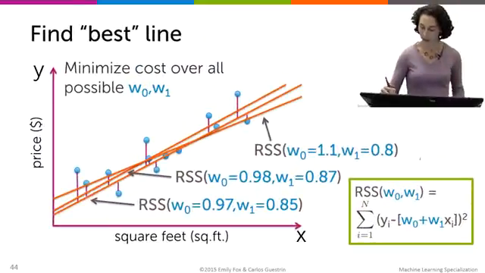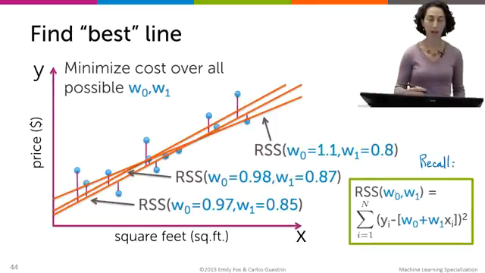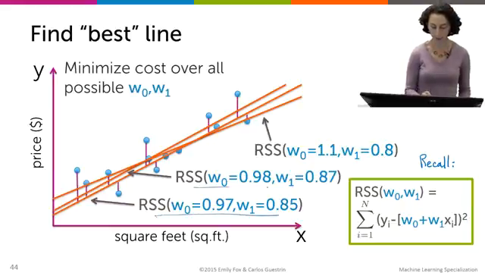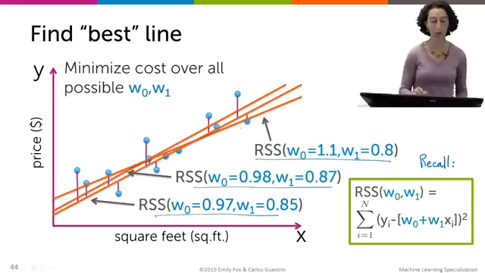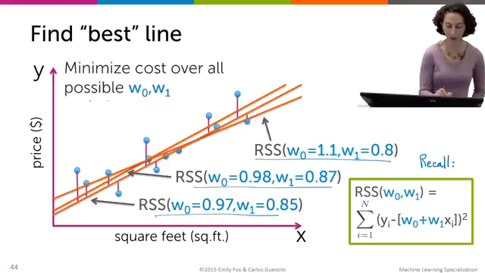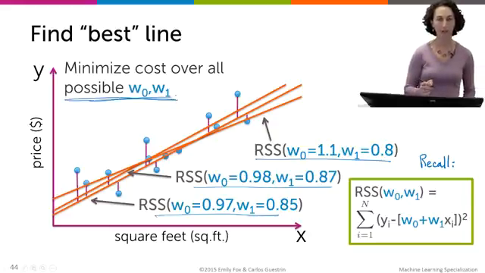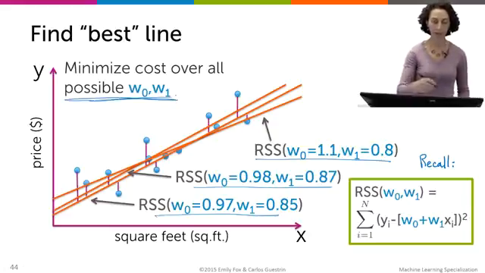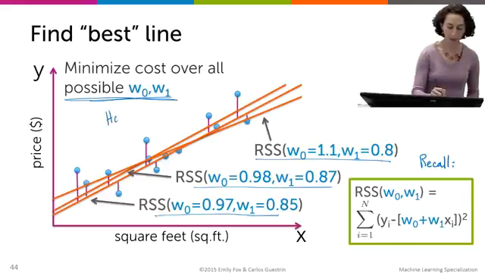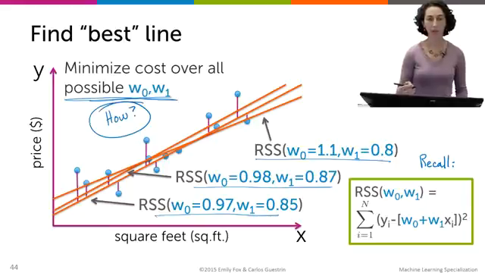Okay, so recall that our cost was defined as this residual sum of squares, and for any given line, we can compute the cost of that line. For example, we showed 3 different lines and 3 different residual sums of squares here, but our goal was to minimize over all possible W0 and W1 slopes and intercepts. But the question is, how are we going to do this? That's the key question that we're looking to address in this part of the module.